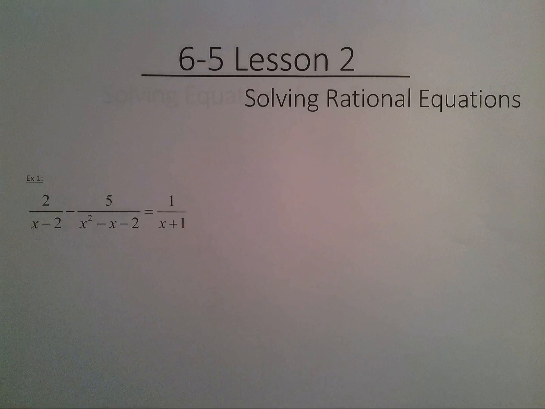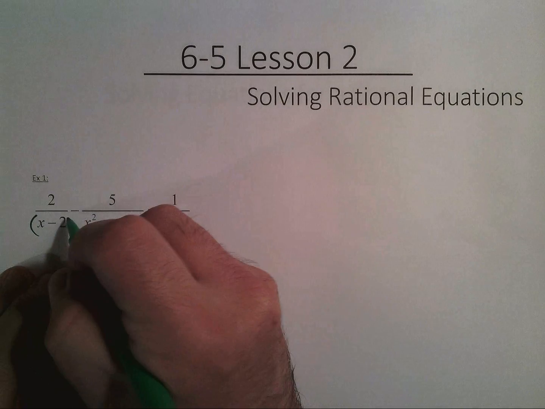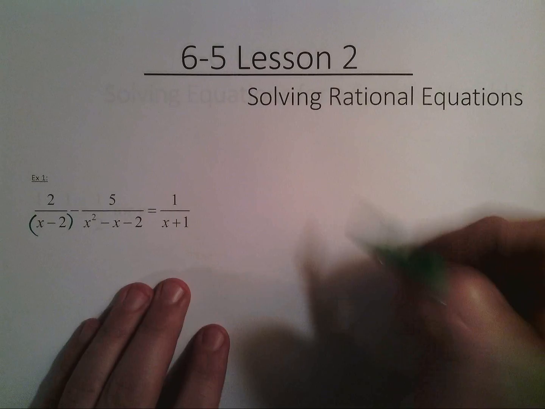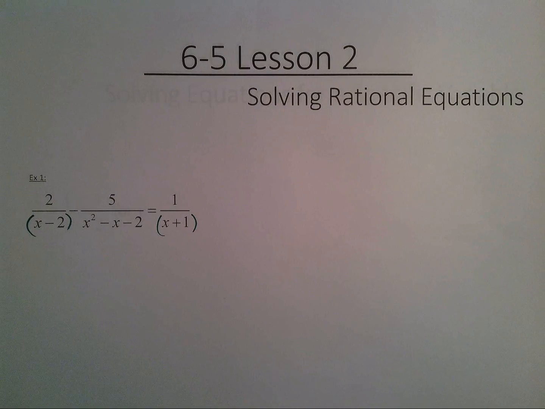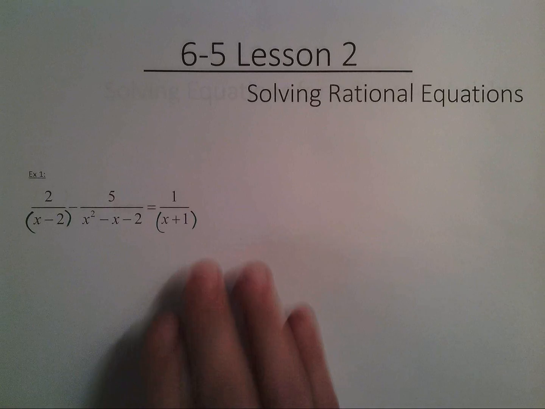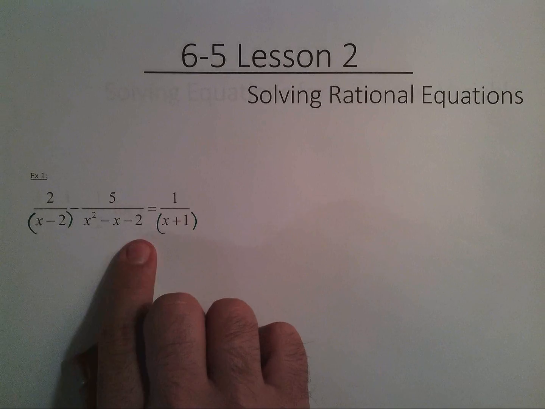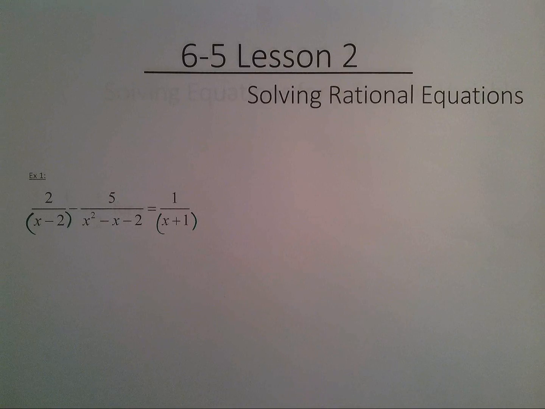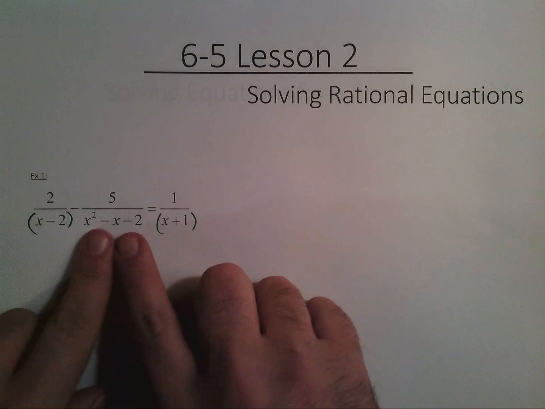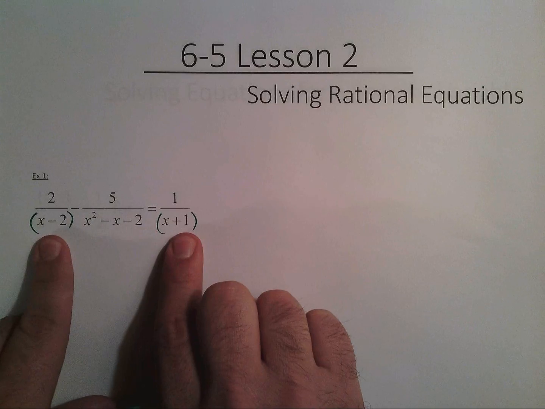Now, we need to remember that my bottom for the first one is the entirety x minus 2, as is the entirety of my bottom of what it equals, which is 1 over x plus 1. So x plus 1 is my bottom. This other term is a quadratic that I need to be able to factor. Most of the time this book is very good about making sure that this factors into those two pieces, the x minus 2 and the x plus 1.